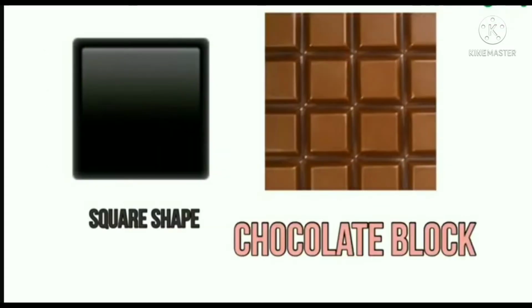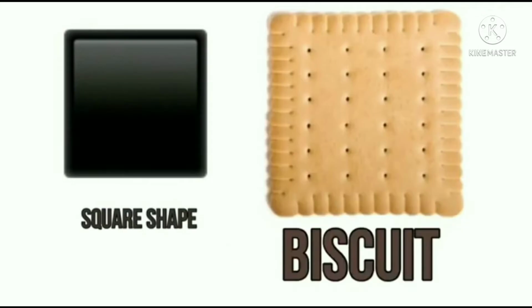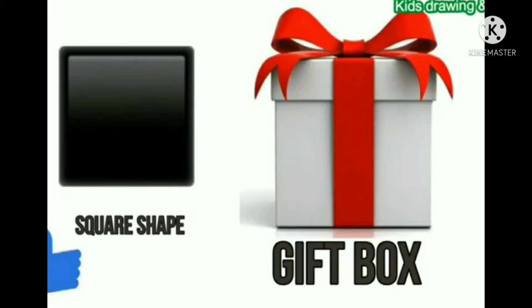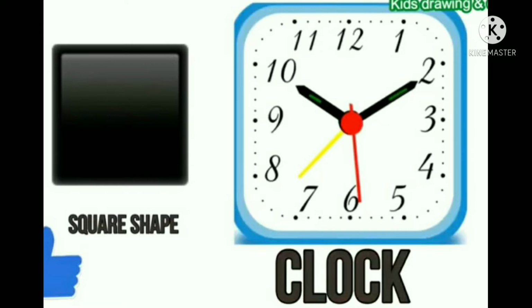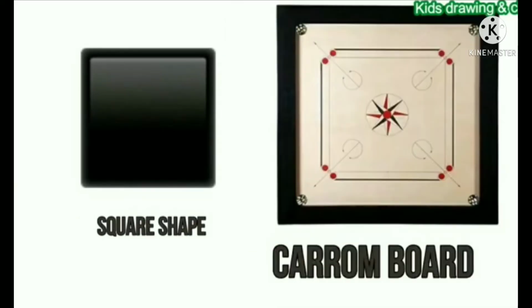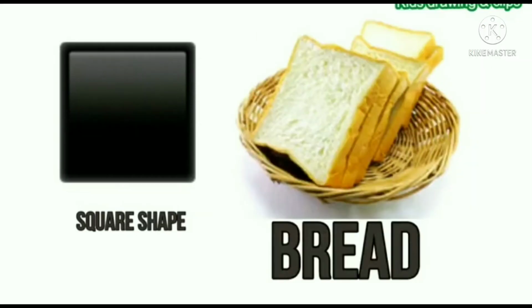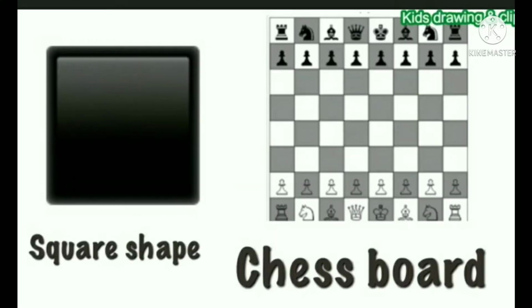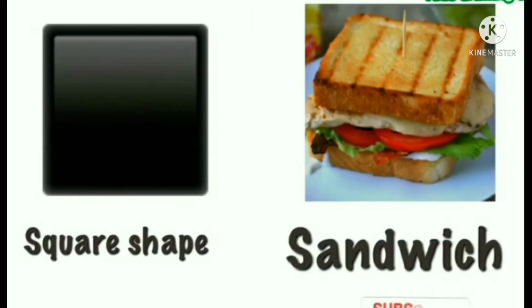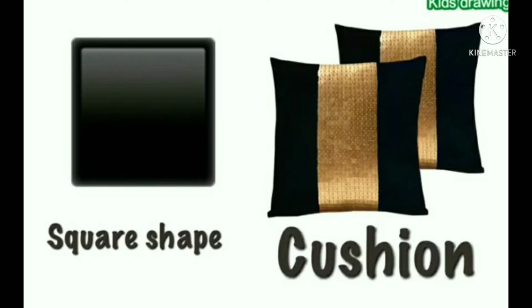The shape of the chocolate block is like square. The shape of the biscuit is like square. The shape of the gift box is like square. The shape of the clock is like square. The shape of carom board is like square. The shape of bread is like square. The shape of chess board is like square. The shape of sandwich is like square. The shape of cushion is like square.